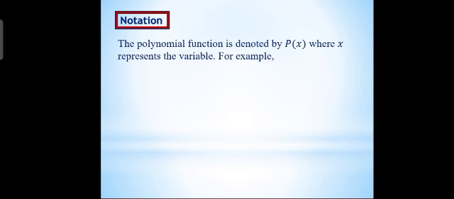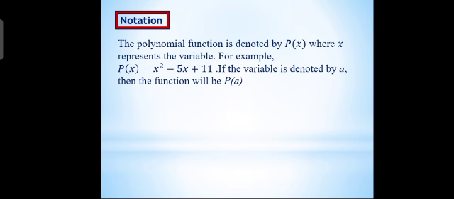Notation. The polynomial function is denoted by p of x, where x represents the variable. For example, p of x is equal to x squared minus 5x plus 11. You can see that here the variable is x, so this is p of x, its notation. If the variable is denoted by a, then the function will be p of a.